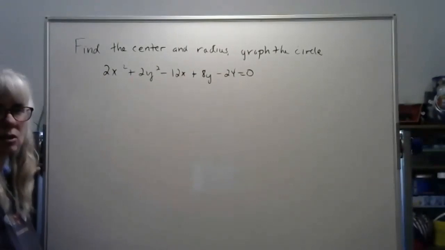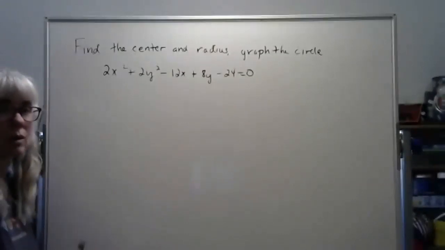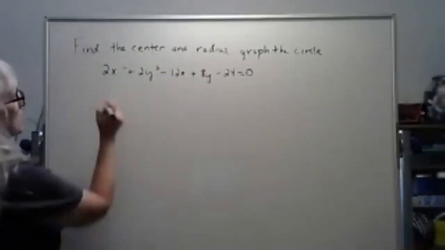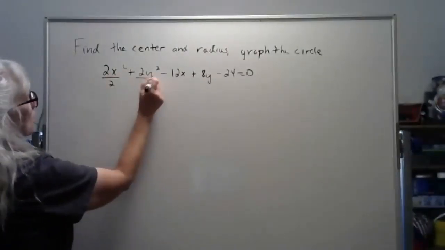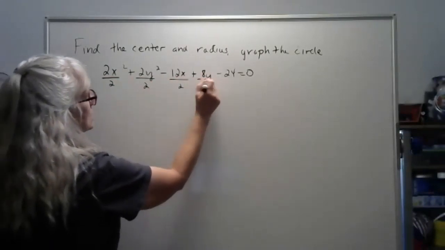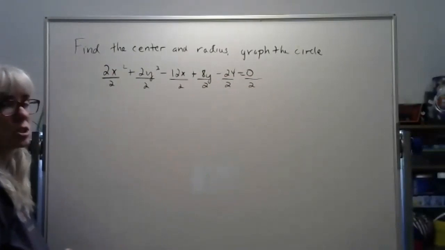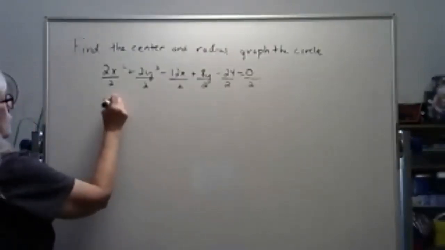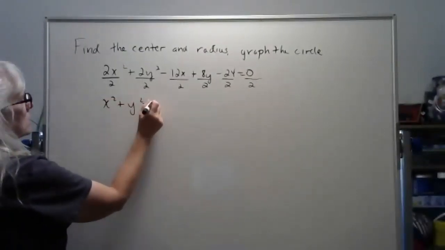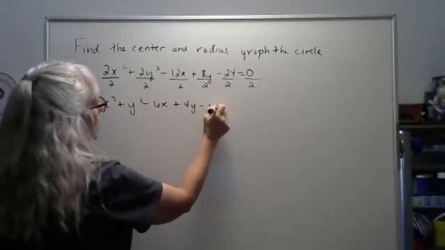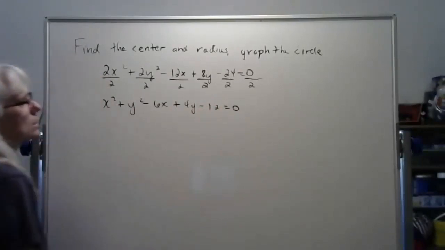So can't I just divide the 2 out of there? You cannot have a coefficient on your x squared and your y squared. So we're going to come in and divide everything by 2. I'm going to do that the very first thing because it just messes everything up. Because it's an equation, you can do that. So that gives me x squared plus y squared minus 6x plus 4y minus 12 is equal to 0.